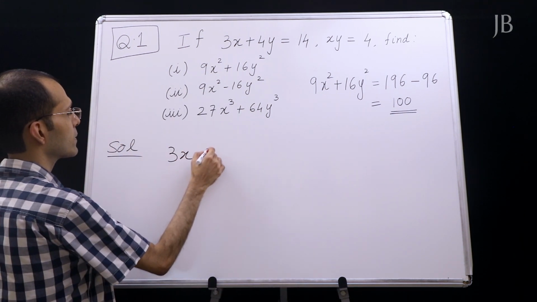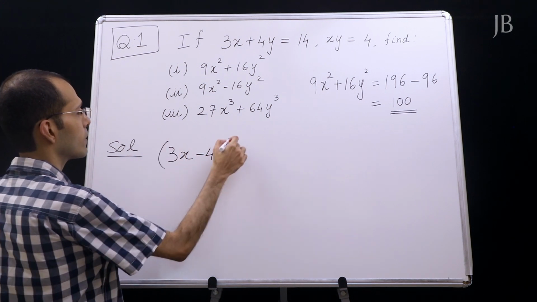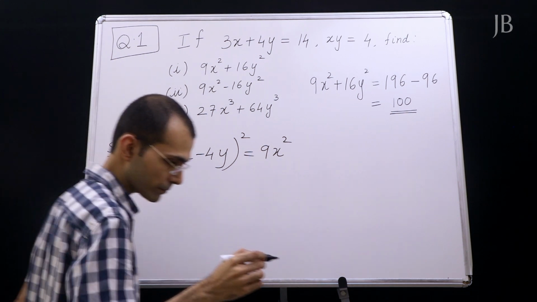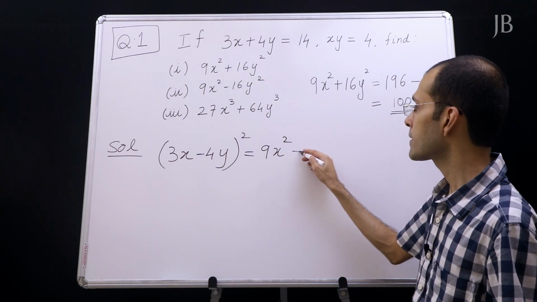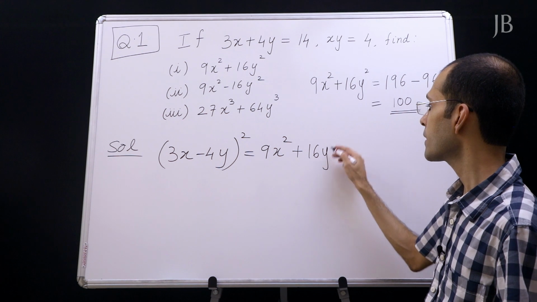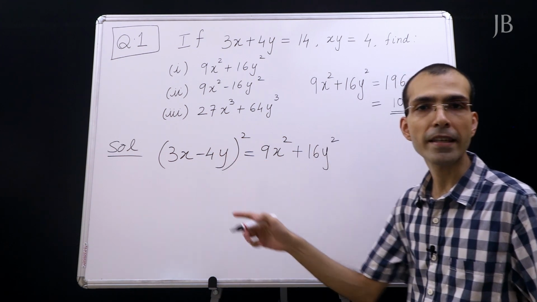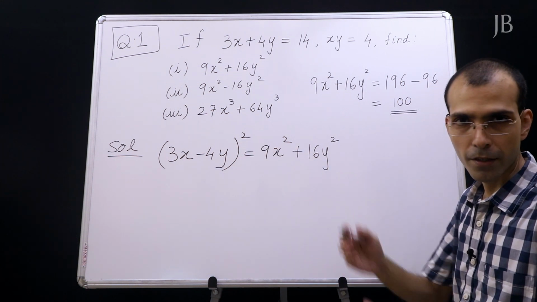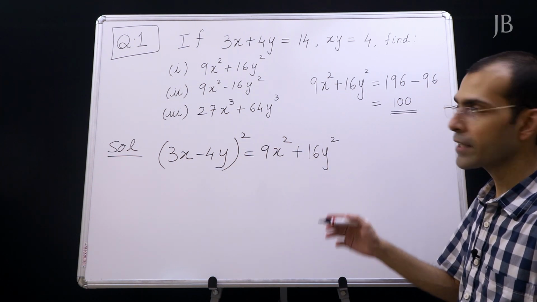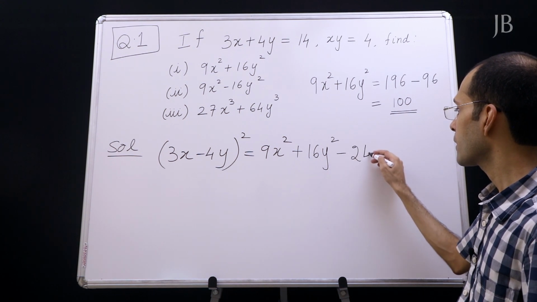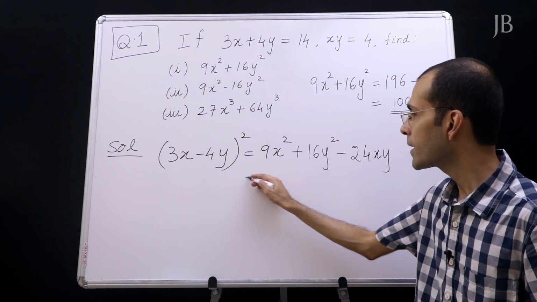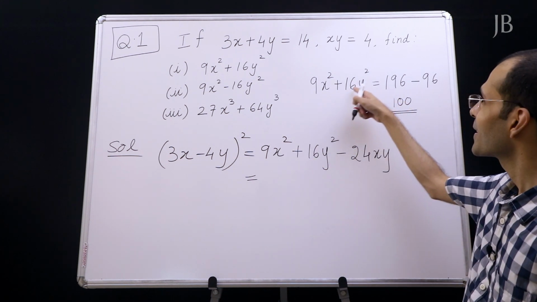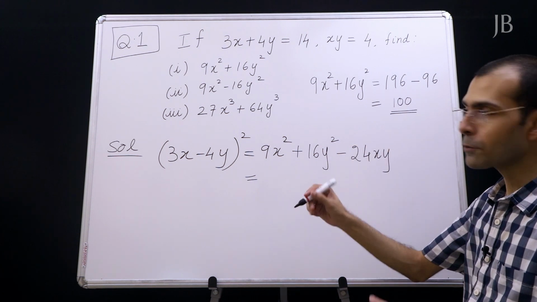So what do we do? 3x minus 4y the whole square will be 9x square plus 16y square, minus first term into second term into 2. So that is 3x into 4y into 2. So that is how much? Negative 24xy. Okay. Now recollect that you had already found out 9x square plus 16y square in the previous subpart. So put that to good use.